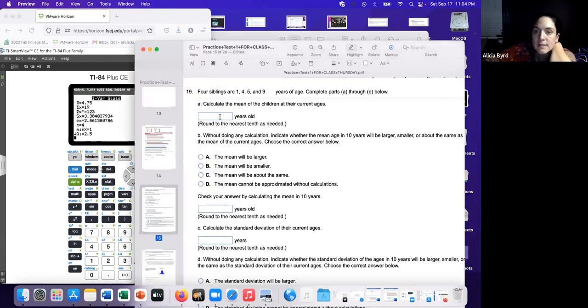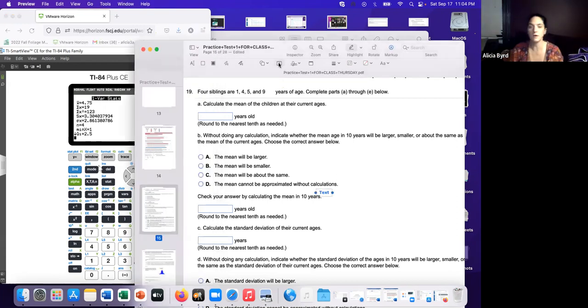The mean is 4.75. So I'm going to go ahead and put the text box right here. It says round to the nearest 10th. So our 10th place has a 7. Looking 1 to the right, 5 tells me to round up. So my answer is going to be 4.8 years old. That would be the mean age of those children.